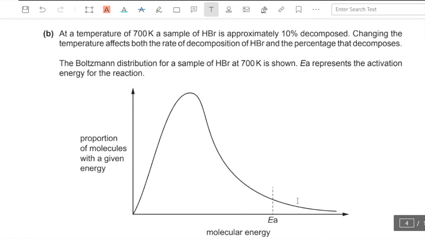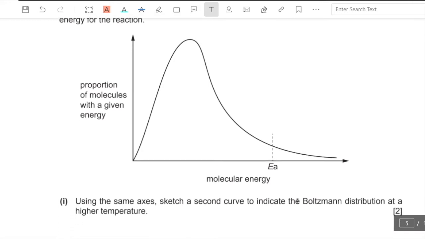B. At a temperature of 700 Kelvin, a sample of hydrogen bromide is approximately 10% decomposed. Changing the temperature affects both the rate of decomposition of hydrogen bromide and the percentage that decomposes. The Boltzmann distribution for a sample of hydrogen bromide at 700 Kelvin is shown. EA represents the activation energy for the reaction. 1. Using the same axes, sketch a second curve to indicate the Boltzmann distribution at a higher temperature.